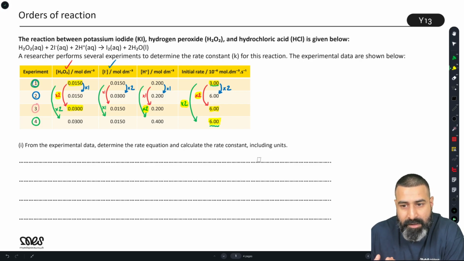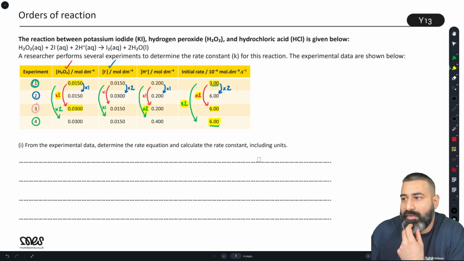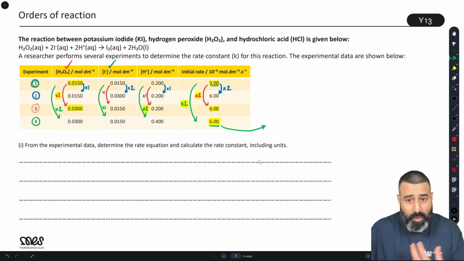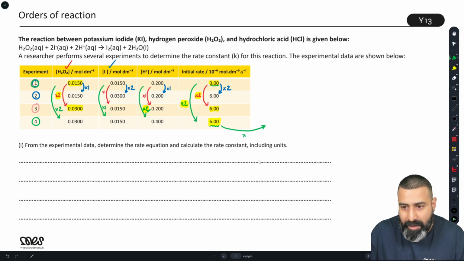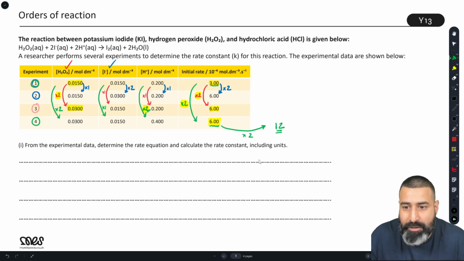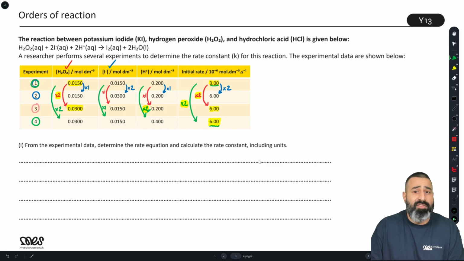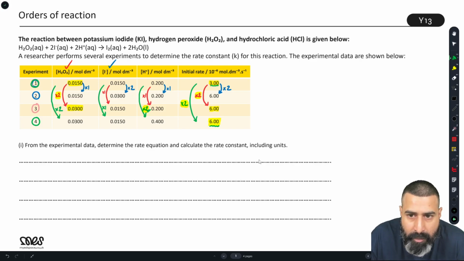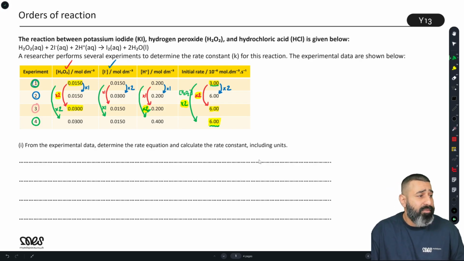first order, right? So what we're saying here is, even though we're doubling the H plus concentration, that's having no effect on the rate, because if it was first order, for example, with respect to H plus, we'd have to double this again. So 6 times 2 would be 12, and we don't end up with 12. Okay, so what can we say is it's 0 order. So it's 0 order with respect to H plus. That has no effect on the rate at all. So this is only due to the H2O2, which we know is first order.